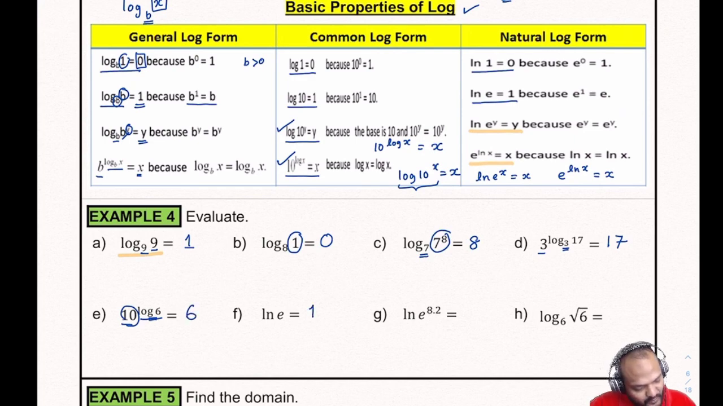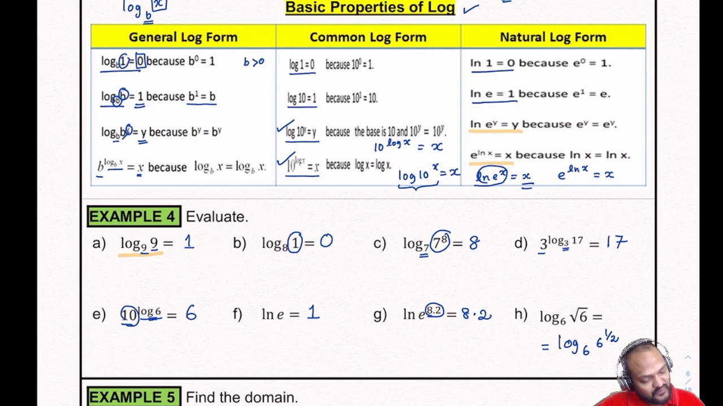ln of e is always 1, and for ln of e to the 8.2, as I said earlier, ln of e to the x is x, right? So this is my x right there, so the answer is going to be that value right there. And here, what is the log base 6 of the square root of 6? You know that I can rewrite this as log base 6 of 6 to the 1/2, which is 1/2, right? So that's how we would evaluate all these logarithms.